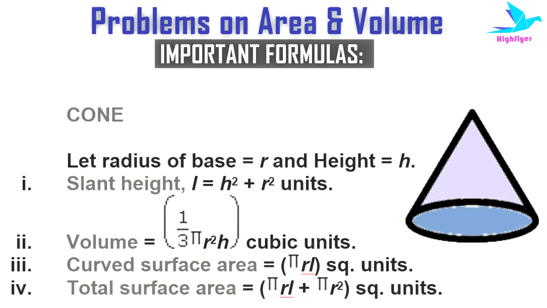Then cone. Let radius of base equal r and height equal H. Slant height L will be root of H square plus r square units. Volume equals 1 by 3 pi r square H cubic units. Curved surface area equals pi rl square units. Total surface area equals pi rl plus pi r square units.